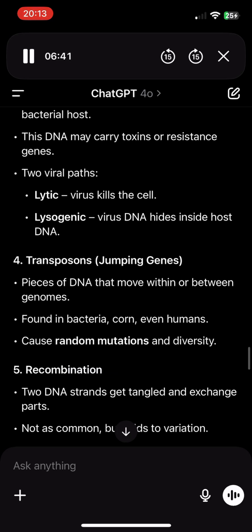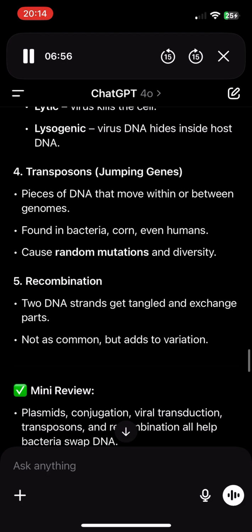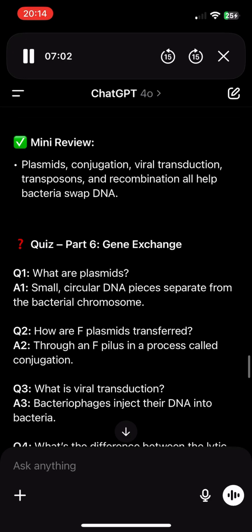4. Transposons, jumping genes, pieces of DNA that move within or between genomes, found in bacteria, corn, even humans, cause random mutations and diversity. 5. Recombination, 2 DNA strands get tangled and exchange parts. Not as common, but adds to variation. Mini review. Plasmids, conjugation, viral transduction, transposons, and recombination all help bacteria swap DNA.